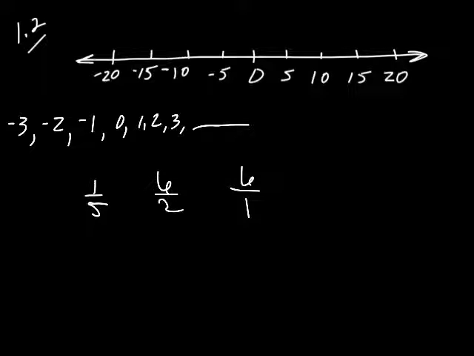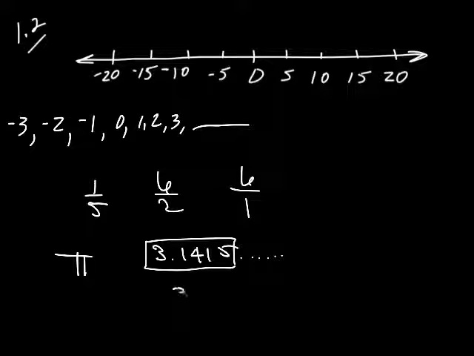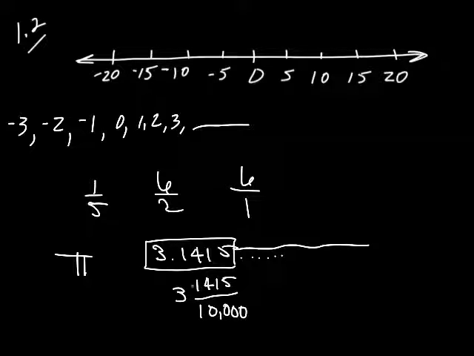Irrational numbers are numbers that cannot be written as a fraction because they never end. So like pi. Pi is 3.1415, and it goes on and on and on forever. It never ends. So this is an irrational number because you can't write that as a fraction. If you just wanted to write this part of it right there, it would be 3.1415 over 10,000. So it can be written like that, but what about all these other numbers here that go into infinity? You can't write those over a number. So pi is called an irrational number.